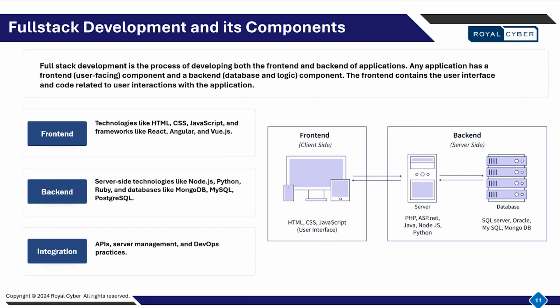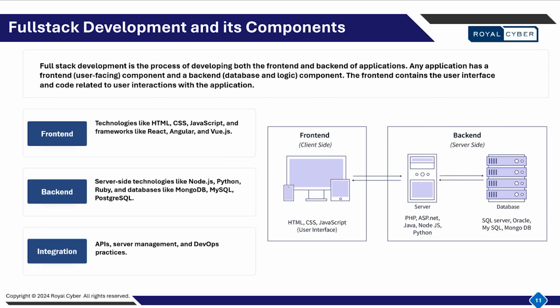Every application has two main parts: the front end, which is the user-facing component, and the back end, which includes the database and the logic that drives the application. Starting with the front end, this is where users interact with the application. It includes the layout, design, and all the elements that make the application visually appealing and easy to use.